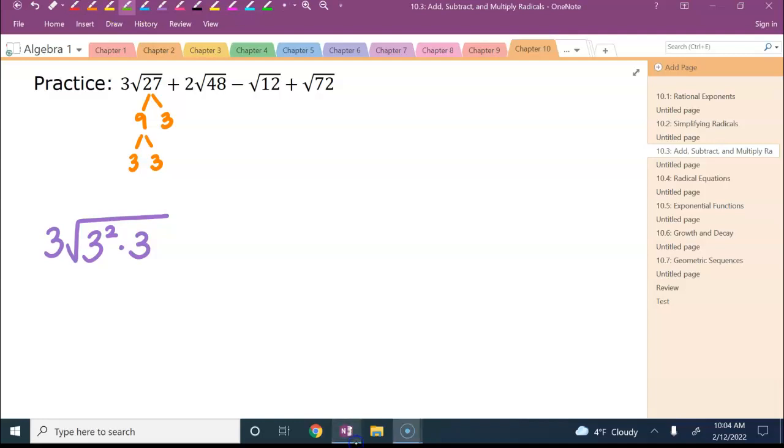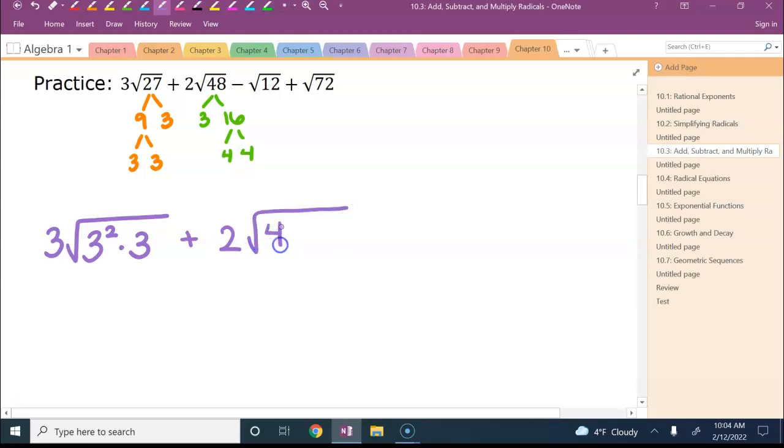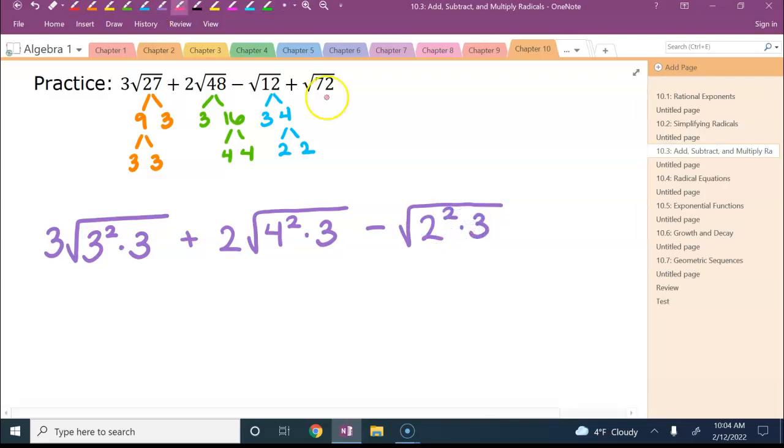For the next one, for 48, we have 3 times 16, and 16 would be 4 and 4, so there's your group of 2. So this one was a 2 in the front, and then we had 4 squared times 3. For 12, that would be 3 times 4. 4 would be 2 and 2. So minus 2 squared times 3. And the last one here, the 72, we could break that to 2 times 36, and 36 would be 6 times 6. So this would be plus 6 squared times 2.